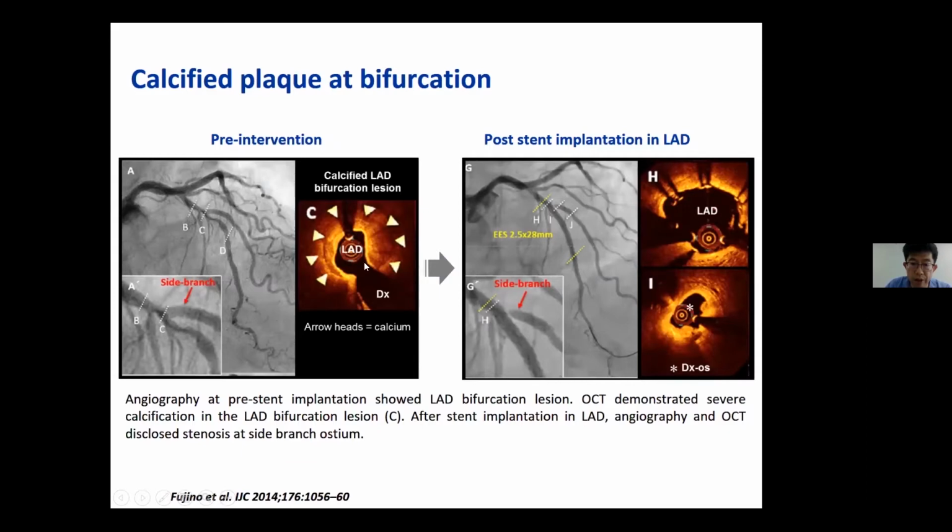Around the LAD, there's a heavily calcified lesion, except the diagonal branch. Angiography at the pre-stent implantation stage showed an LAD bifurcation lesion. OCT demonstrated severe calcification in the LAD bifurcation lesion. After stent implantation in the LAD, angiography and OCT disclosed stenosis at the side branch. This is a carina shift.